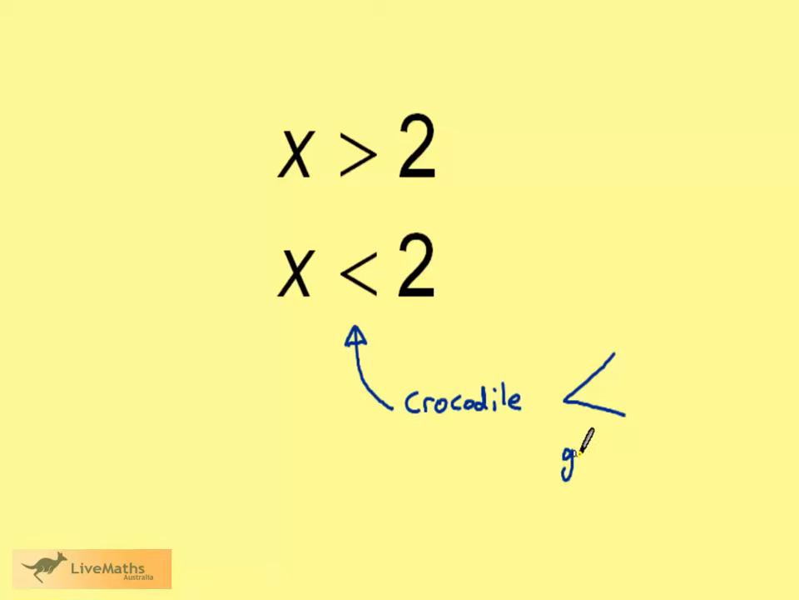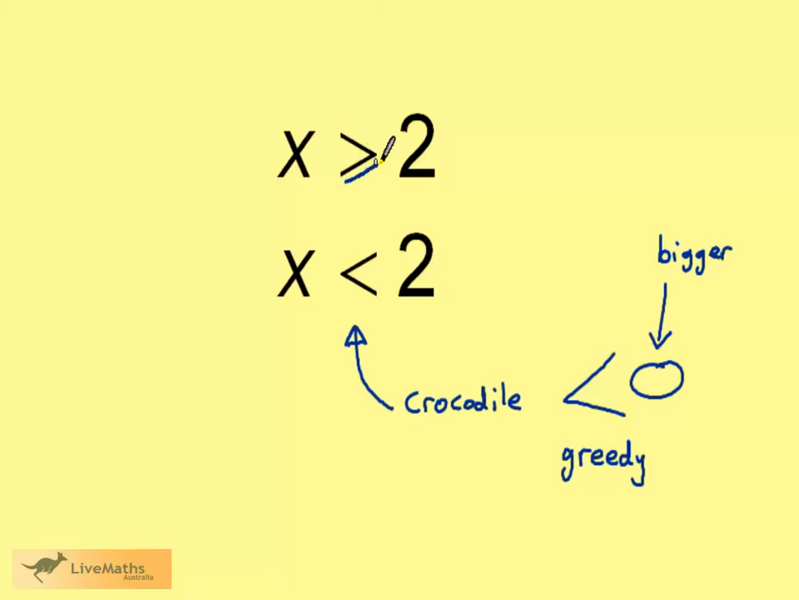It's said that crocodiles are greedy, and therefore a crocodile will always try to eat the bigger thing. So the open end of the symbol always points towards the bigger object. So here, the open end points towards the x, and therefore the x is bigger than the 2. Here the open end points towards the 2. If the 2 is bigger, then the x must be less than the 2.